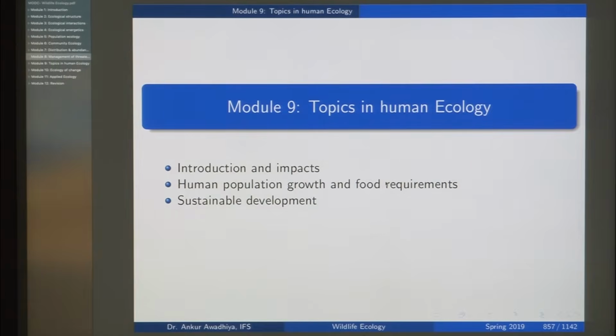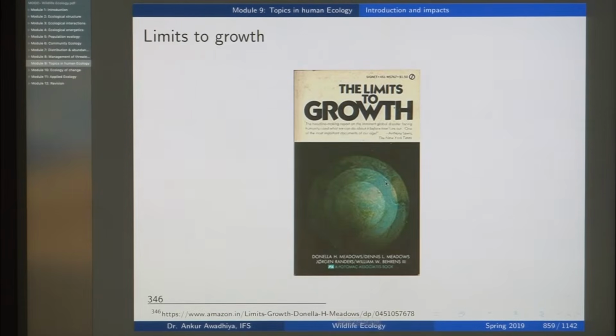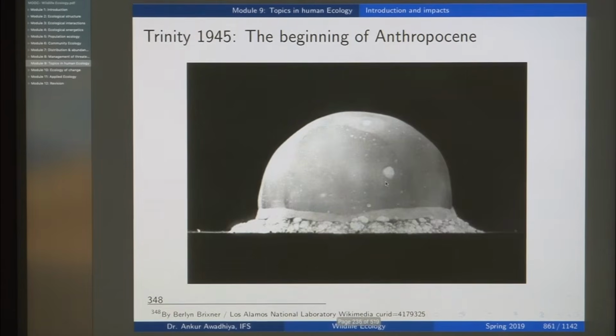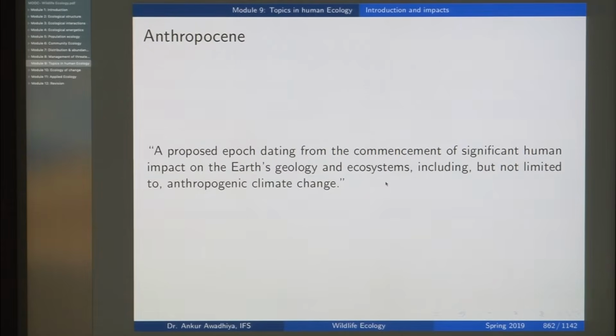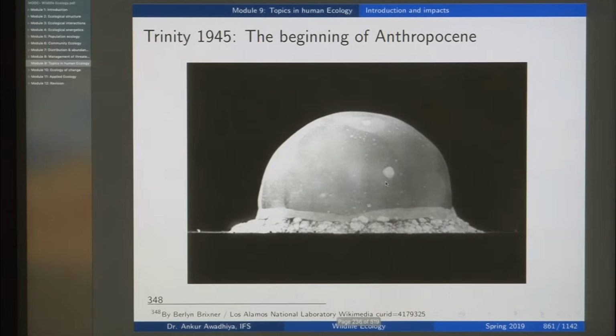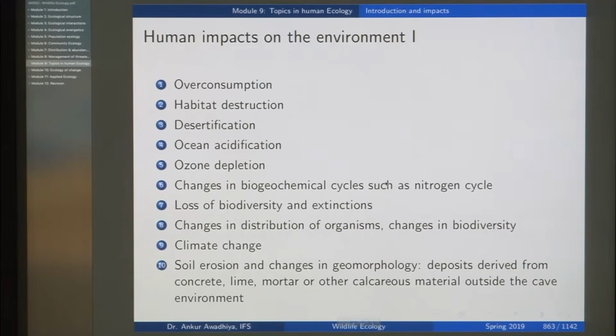Next we looked at topics in human ecology. The first one was introduction and impacts. So our population is growing, and this era is currently known as the Anthropocene. It is a proposed epoch dating from the commencement of significant human impact on the Earth's geology and ecosystems, including but not limited to anthropogenic climate change. And a number of people say that the Trinity experiment or explosion in 1945 can be taken as the beginning of the Anthropocene, and we are seeing several impacts on the environment: ozone depletion, ocean acidification, climate change, desertification, habitat destruction, and so on.